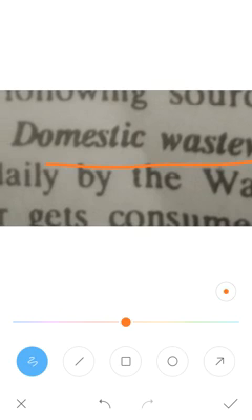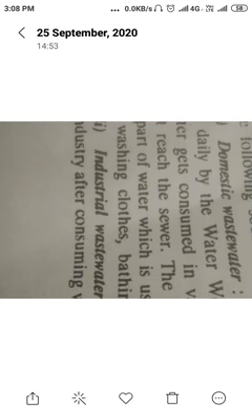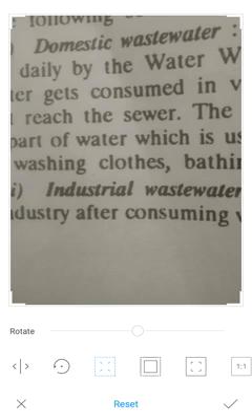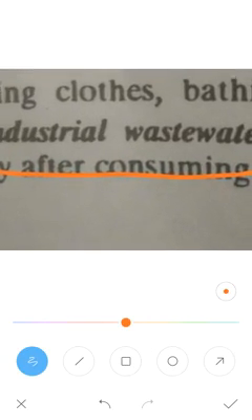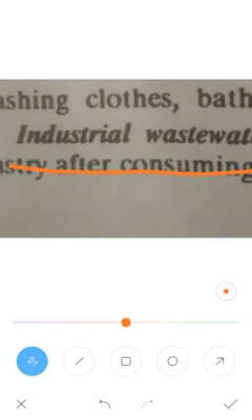Next, we will see the wastewater from the industries. Next is the industrial wastewater. This is the waste which occurs from the industries, the wastewater generated in the industries after consuming water for the manufacturing process.